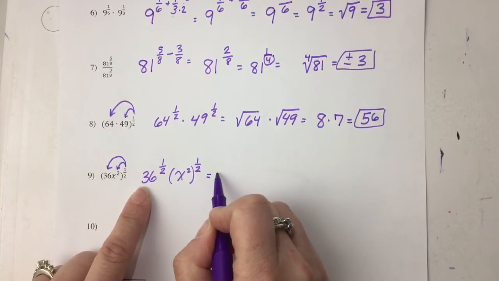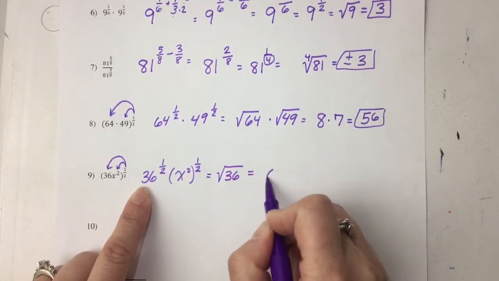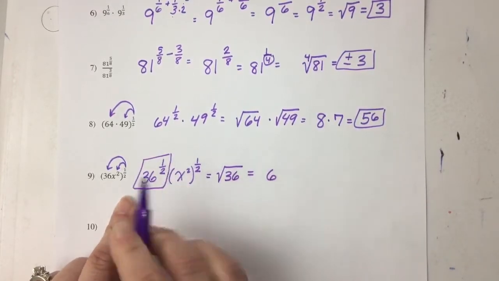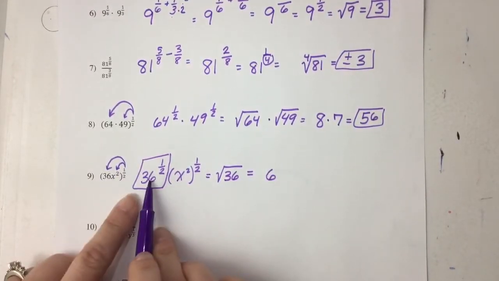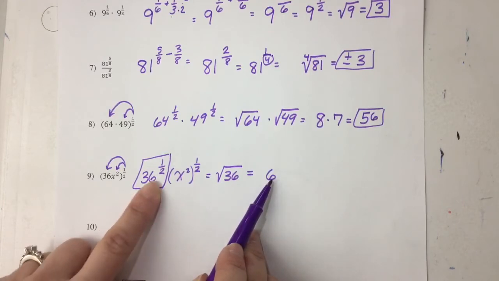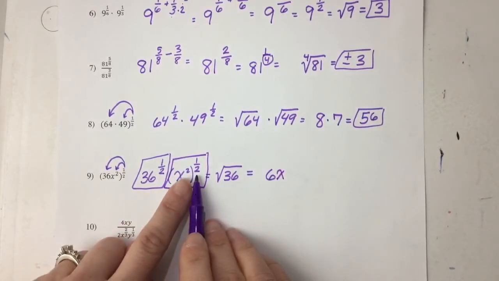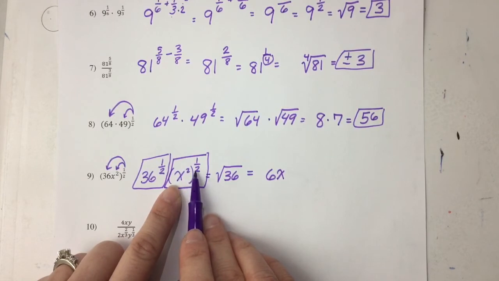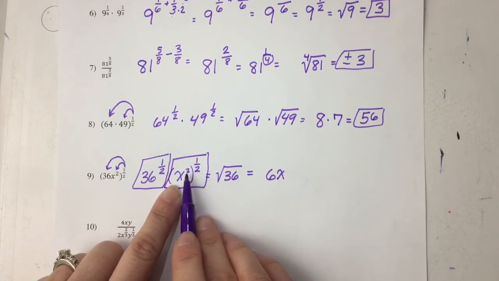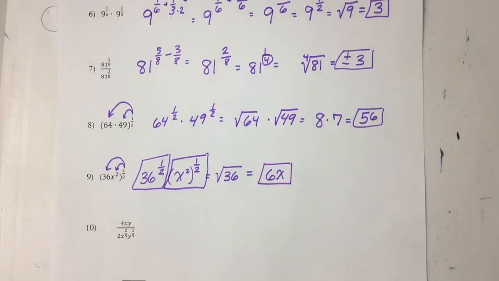36 to the 1/2 is the same thing as the square root of 36. The square root of 36 is 6. Now, you have your base, that's x. X cannot have two exponents. I have an exponent inside and an exponent outside. So you multiply them. 2 times 1/2, well, 1/2 of 2 is 1, so I have 6x.